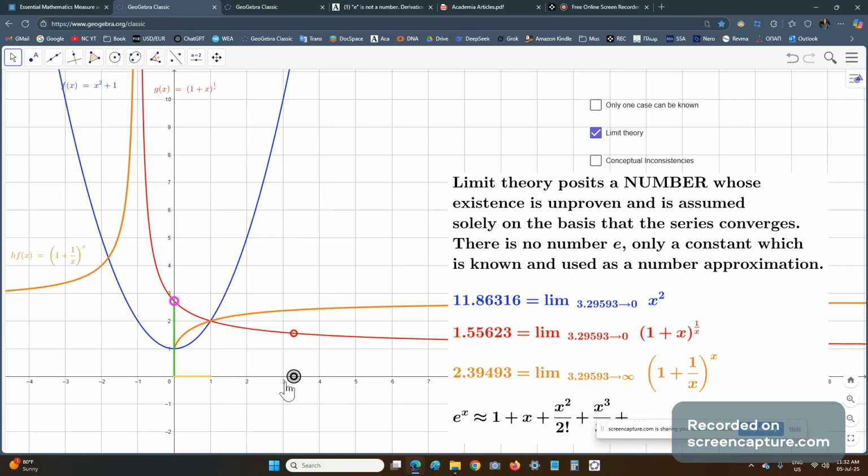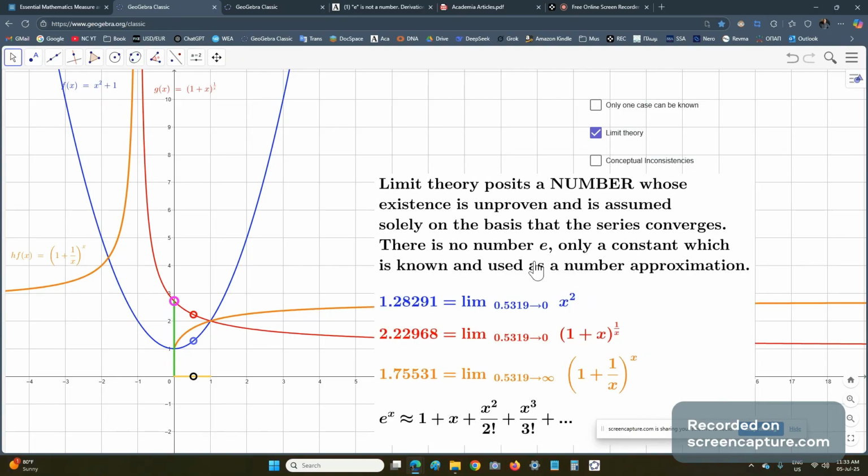But as we go closer to 0, this one here approaches the fake number e. It never gets there. So limit theory says that there's a number e, but there isn't. It just assumes that there is a number e. But e is not a number, it's a symbol. And it's only a constant. The fact that it's a constant is known and used as a number approximation.